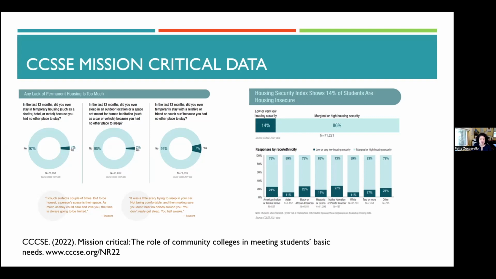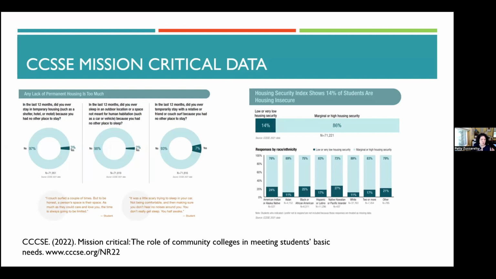So this is to say, CCSSE at this point continues to offer these basic needs modules. If your institution isn't yet using them, you may wish to speak to somebody in your institutional research office to see if that would be a possibility, just as a way to kind of supplement your data and to get the bigger picture about basic needs security at your campus. So these graphs are from the Mission Critical Report. I just thought it was kind of interesting to show these couple of things.